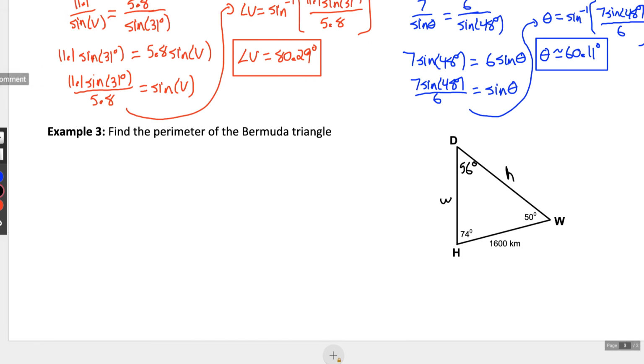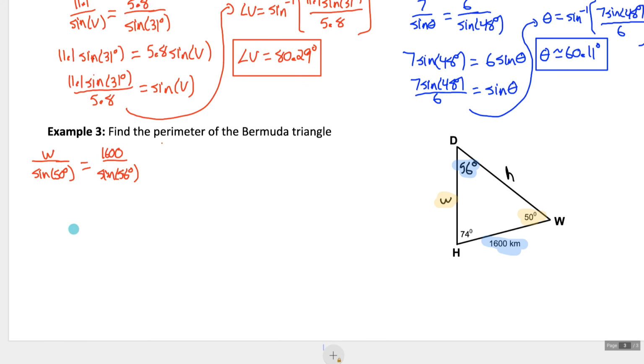If I want to figure out side W, I'll need to use the ratio that involves w divided by the sine of its opposite angle. And then the other ratio I need to know both pieces of information. I know side D and the angle opposite from side D, angle D. So I'll use that ratio first. So I would set it up as w divided by sine of its opposite angle, which is 50, equals 1600 divided by sine of its opposite angle, which is 56.